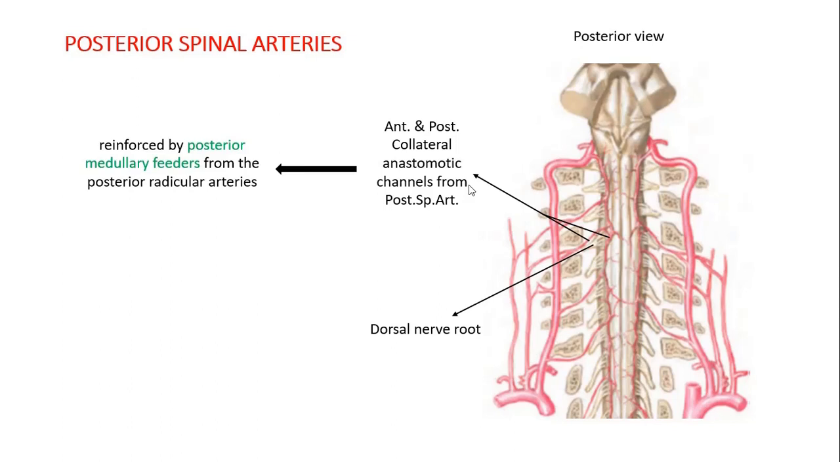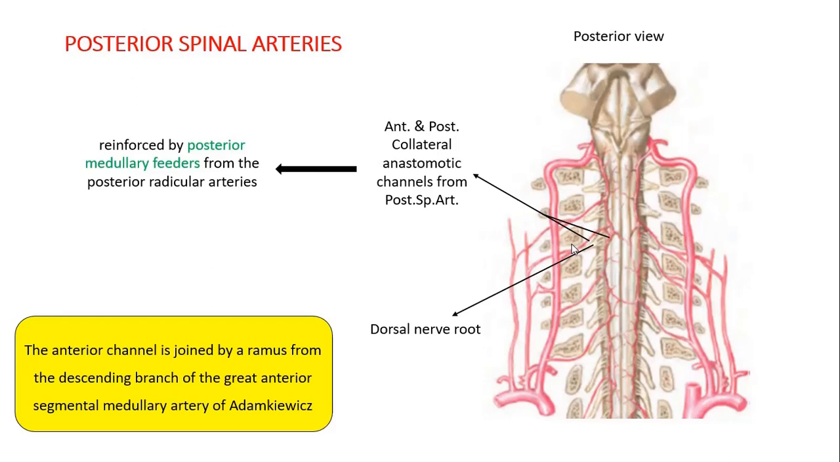The latter are variable in number and size, but smaller, more numerous, and more evenly distributed than the anterior medullary feeders. The anterior channel, meaning this one showing over here, the anterior anastomotic channel, is joined by a ramus from the descending branch of the great anterior segmental medullary artery of Adamkiewicz, which you have mentioned earlier.